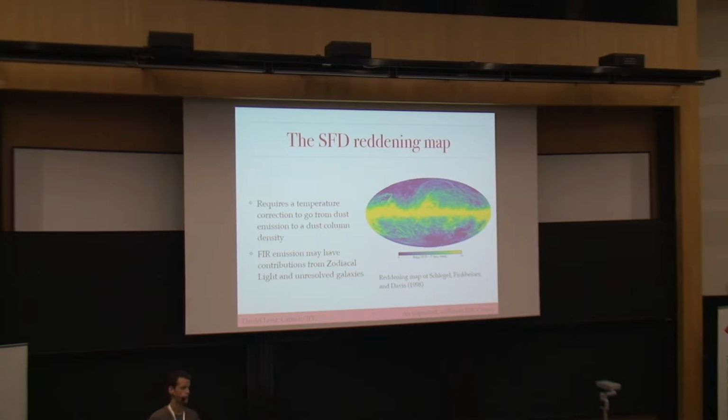However, this does require a temperature correction to go from dust emission to dust column density. That is not a simple thing to do. And the temperature correction that was employed for SFD is based on DIRBE data, so the angular resolution here is 1 degree. Furthermore, infrared emission suffers from zodiacal light, and maybe even more importantly, from unresolved galaxies, so from the diffuse CIB signal from the large-scale structure.